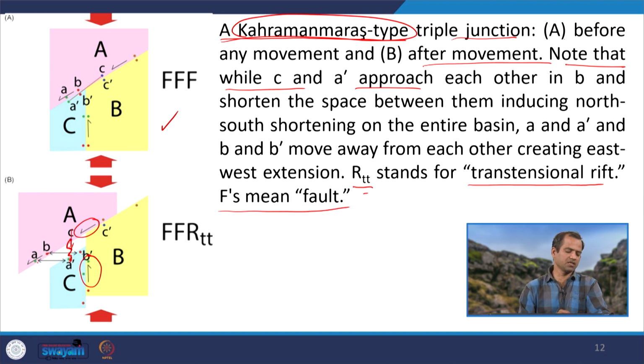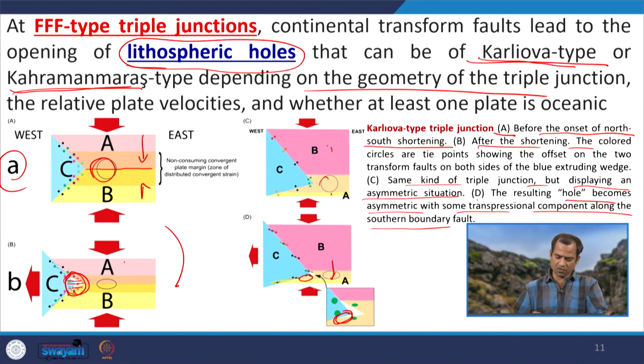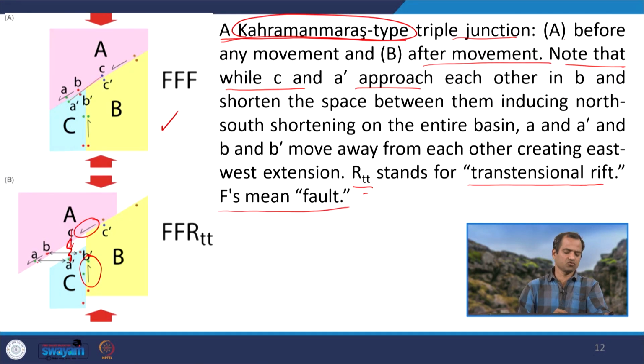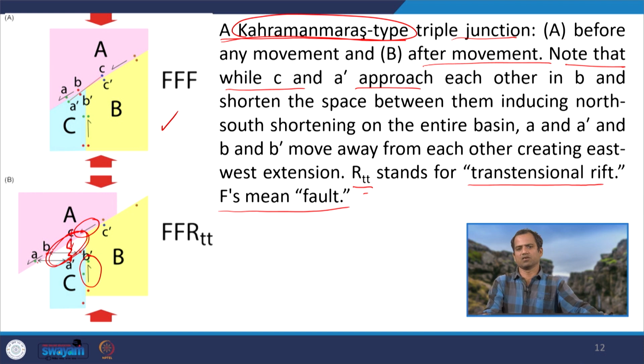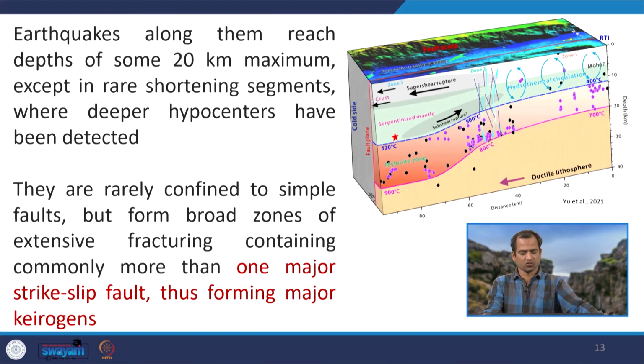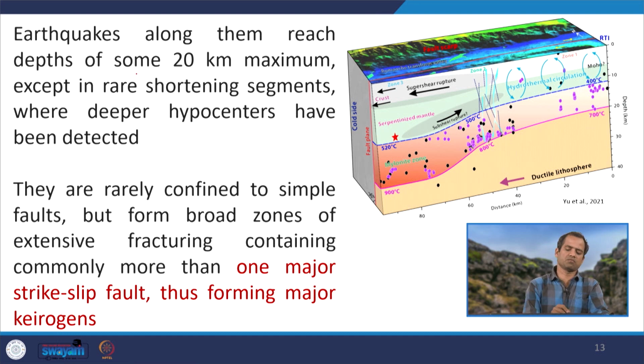So, here we are getting transtension, but the other type here is transpression. So, these are either transpression or transtension. We are getting sedimentary basins here, these are called the lithospheric holes. Earthquakes along this transform fault, as we have discussed, have been recorded to a maximum depth of 20 kilometers.